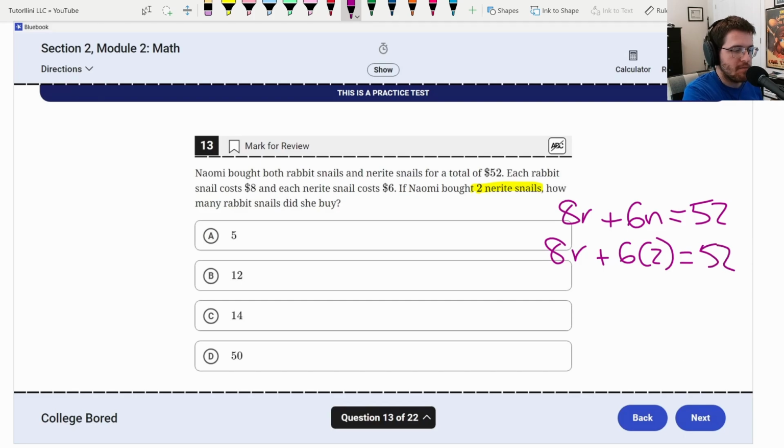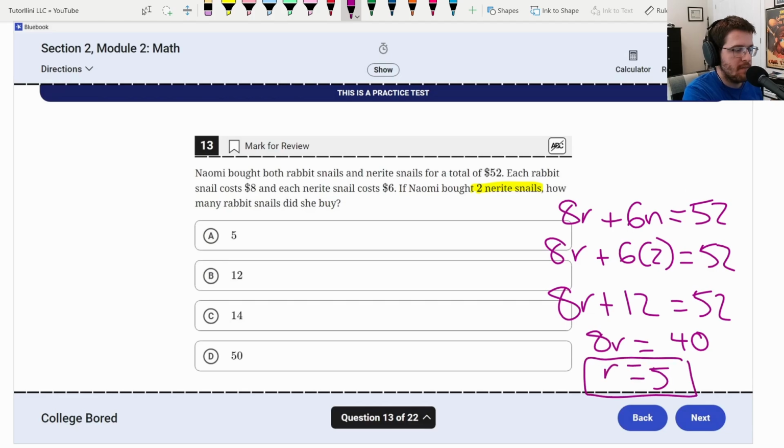And we get 8r plus 12 equals 52. Subtract 12 from both sides, we get 8r equals 40. And then I'm going to divide both sides by 8, and we get r equals 5. And that gives us answer choice A.